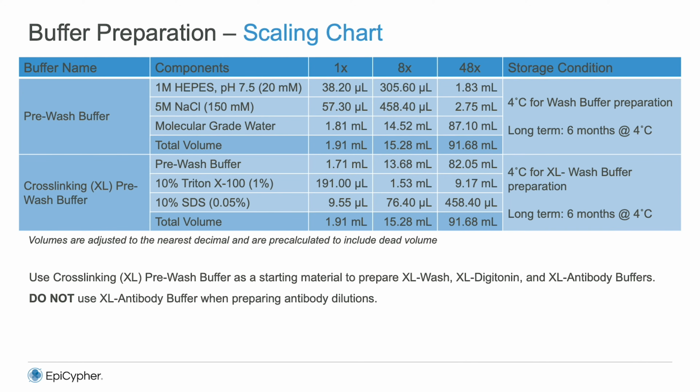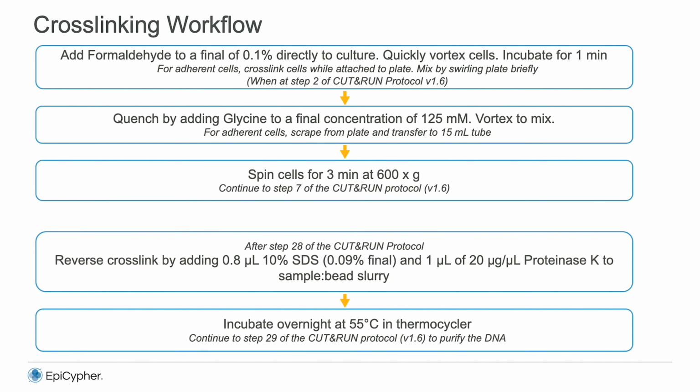The cross-linking pre-wash buffer is used in place of the normal pre-wash buffer to make a cross-linking specific wash buffer. The subsequent digitonin and antibody buffers will also be modified for cross-linking. Do not use the modified buffer preparations to dilute your antibodies. Instead, you will need a normal antibody buffer stock for diluting your antibodies. For cross-linking, there are 2 main changes, one at section 2 and the other at section 5. Note that there is an extra overnight incubation to reverse the cross-links.